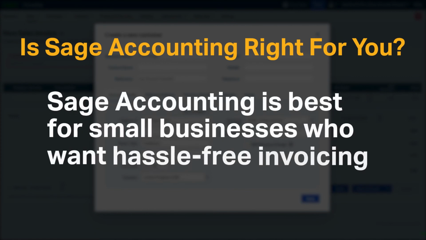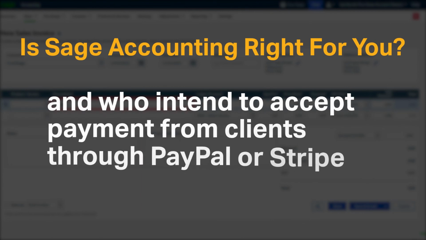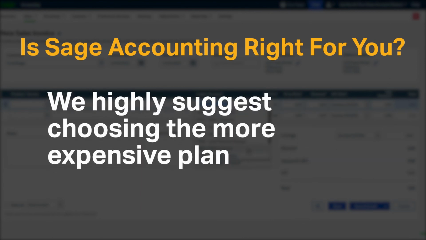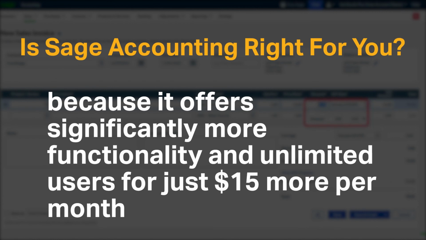Sage Accounting is best for small businesses who want hassle-free invoicing and who intend to accept payment from clients through PayPal or Stripe. We highly suggest choosing the more expensive plan because it offers significantly more functionality and unlimited users for just $15 more per month.